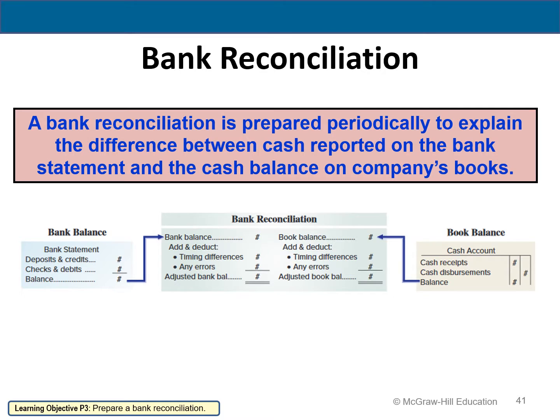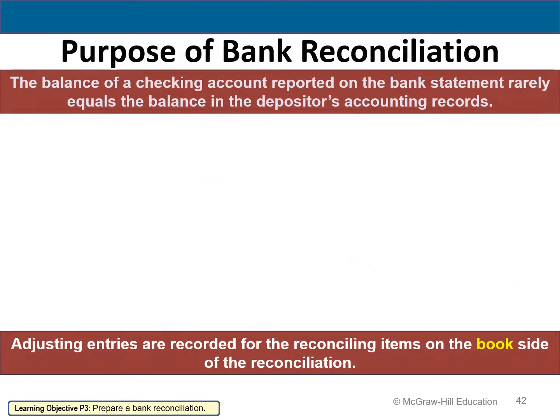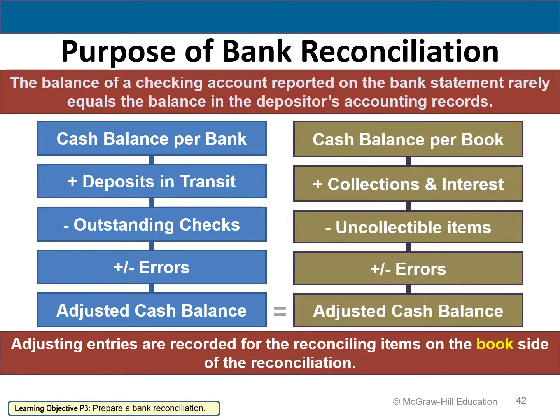All right, so let's talk about bank reconciliation. So bank reconciliation is prepared periodically and it explains the difference between cash reported by the bank and cash balance on the company's books. So the purpose of the reconciliation: the balance in the checking account reported on the bank statement hardly ever equals the depositor's accounting records because there's usually things that are always happening on one side or the other that aren't yet reflected in both until you go through that process of reconciliation.